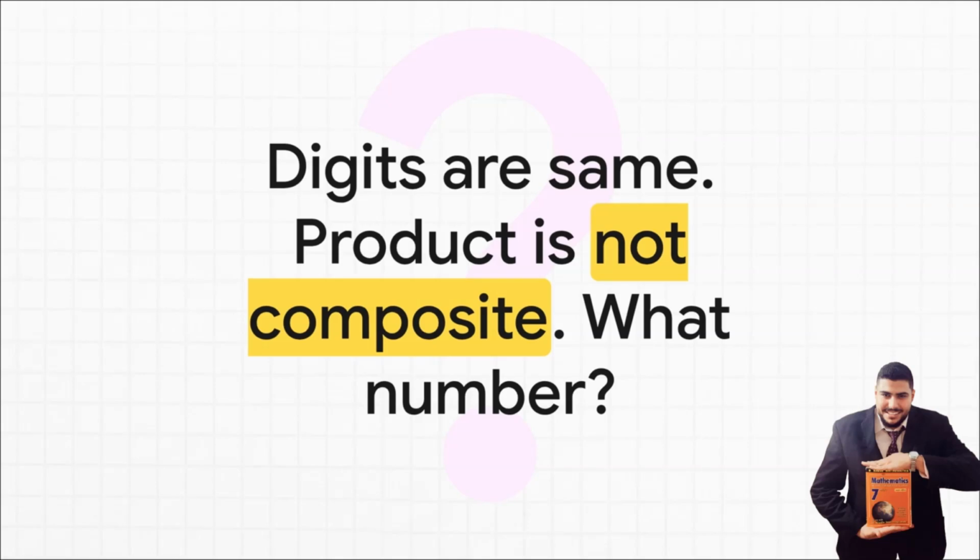Okay, to wrap things up, I've got a final puzzle for you to chew on, using everything we've learned. Here it is. There's a 2-digit number, and both of its digits are the same. When you multiply those two identical digits together, the result is not a composite number. So what is the original number? Now remember what not composite means. It could be prime, or it could be that special number 1. I'll leave you to decode that one on your own.